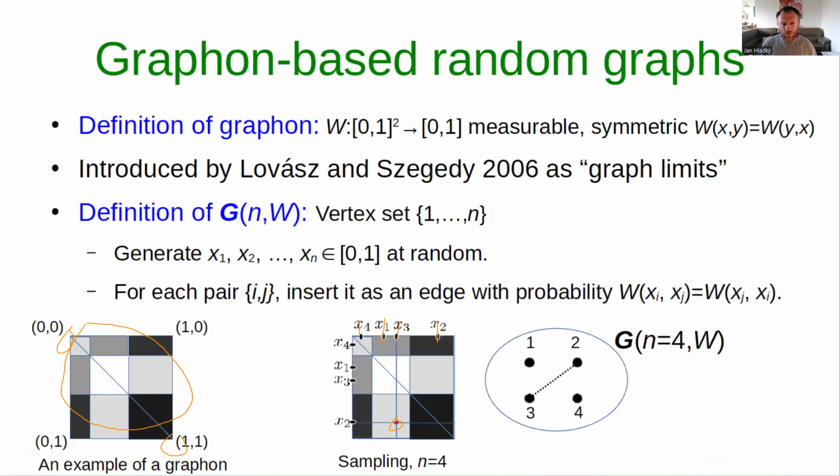And you will also notice my color coding. White represents zeros as values, black represents the value of 1 in a graphon, and various shades of gray represent the values in between.